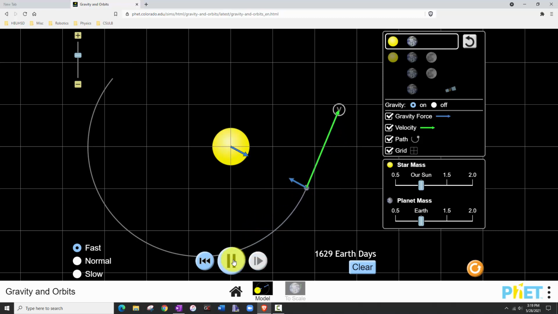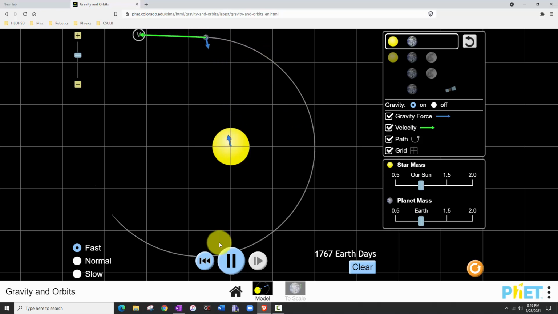So it goes faster as it gets closer, and then as it goes off track, it's got too much momentum, continues on, and there you can see the force of gravity actually acting a little bit against the velocity, so it will slow down.